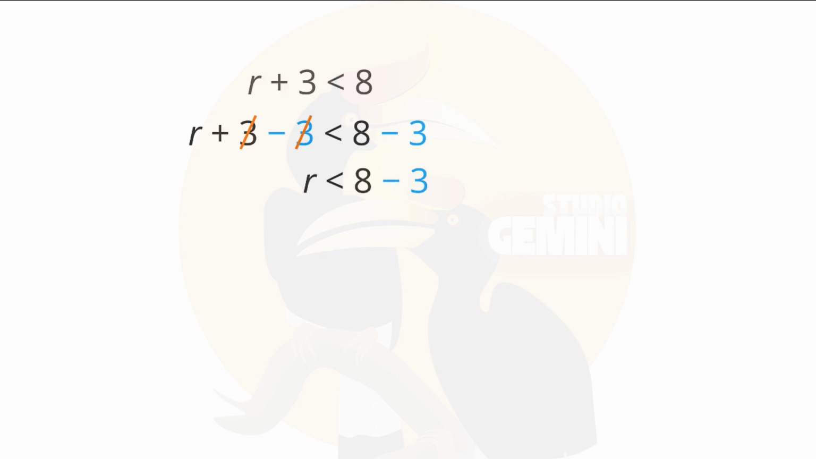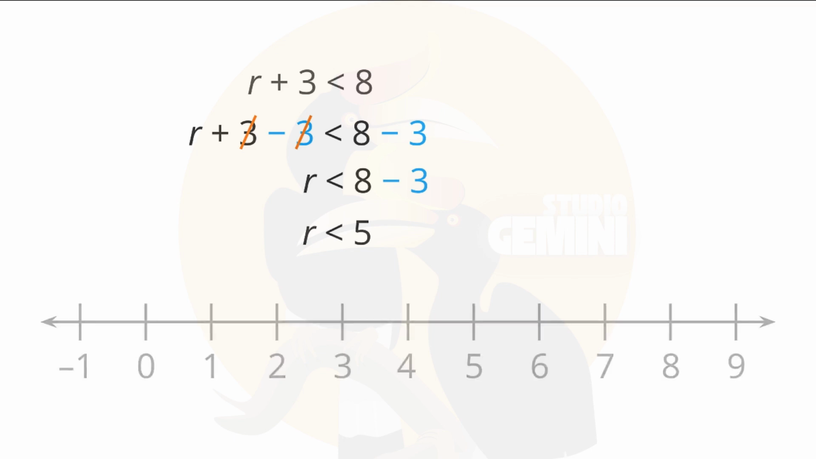Next, we simplify the right side. 8 minus 3 is 5. Our solution is r is less than 5. Now let's look at how to graph this solution on a number line. Let's plot some points that make the inequality r is less than 5 true. This means our solutions include numbers smaller than 5, such as 4, 3, and 2.